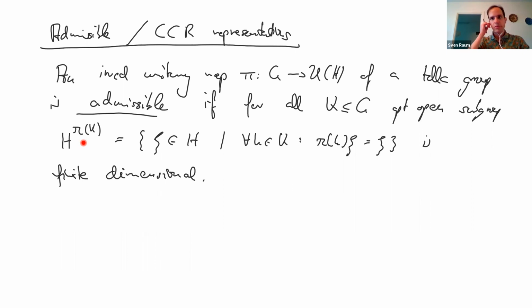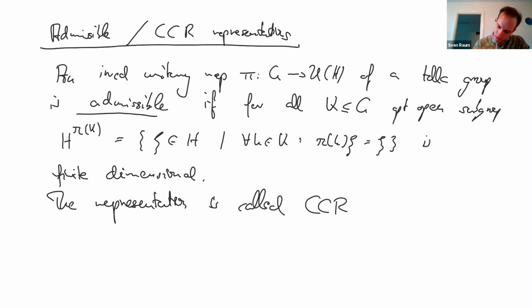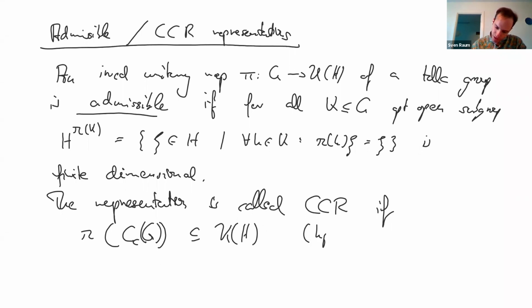There's a different notion coming more from operator algebras. The representation is called CCR if, and now I should beg your pardon for stretching the notation a little bit, taking this representation, I can define how continuous functions with compact support on the group should act. If these are compact operators.